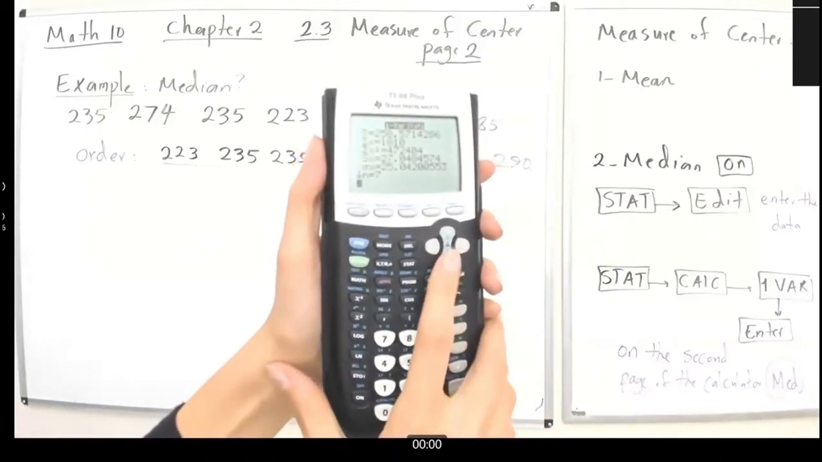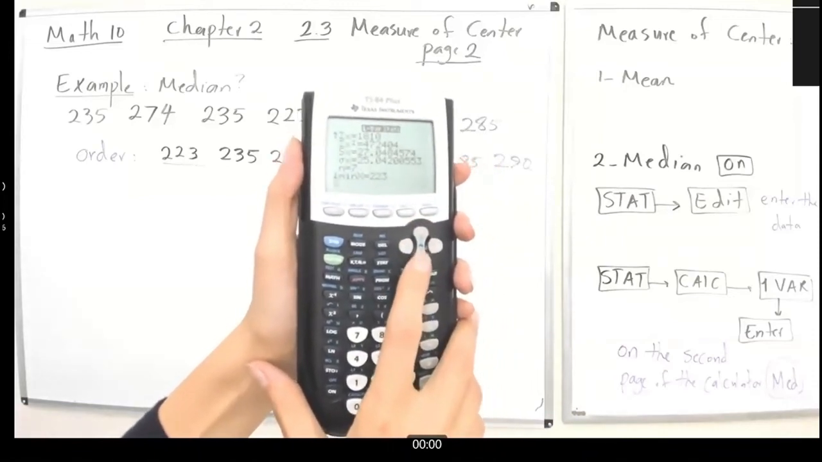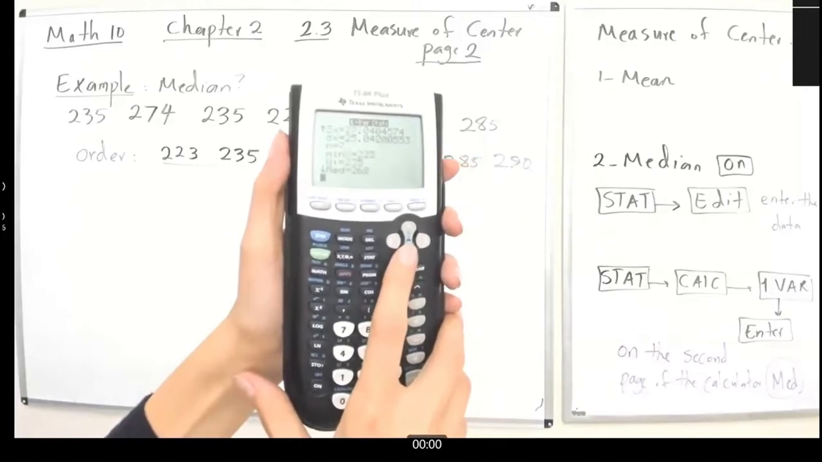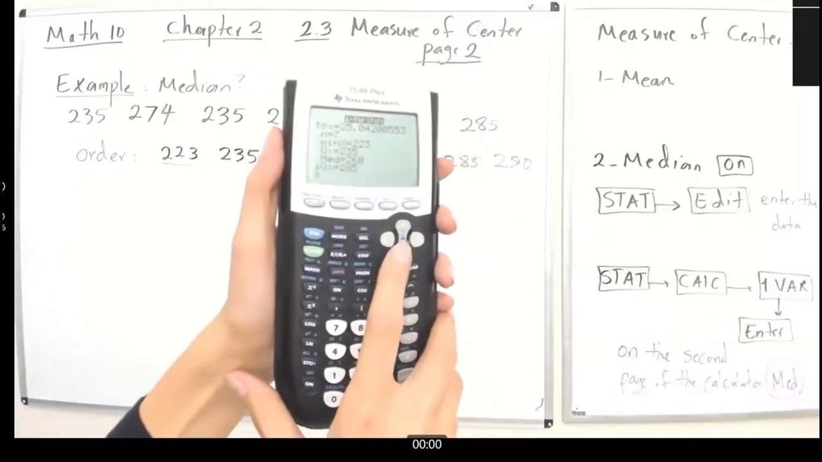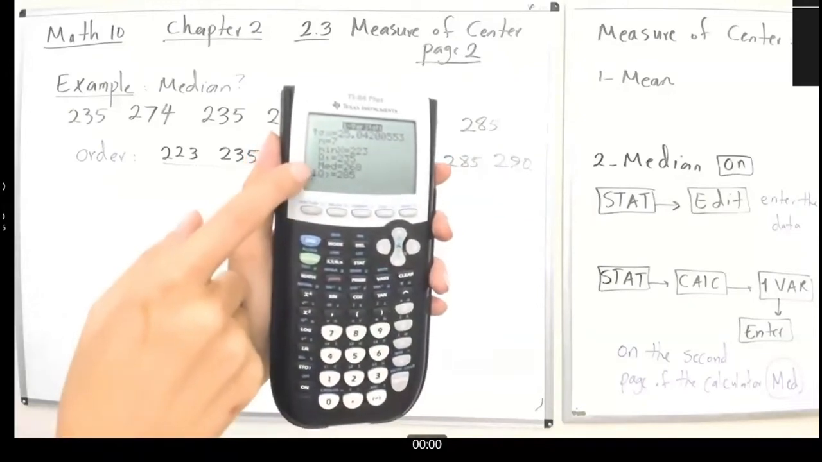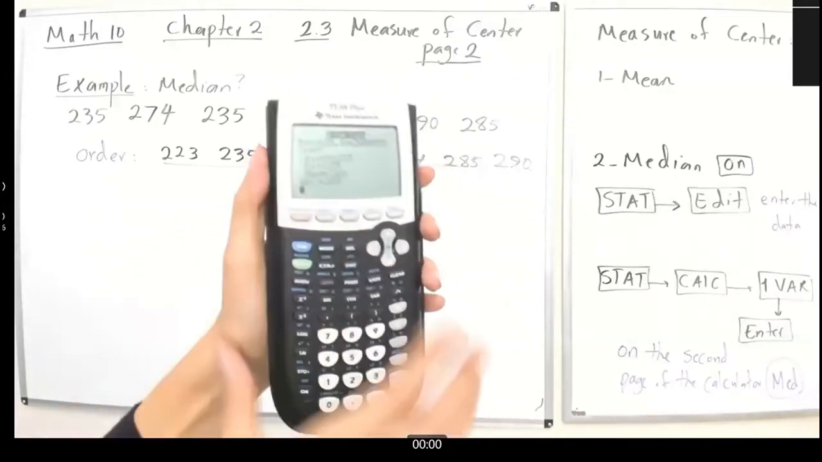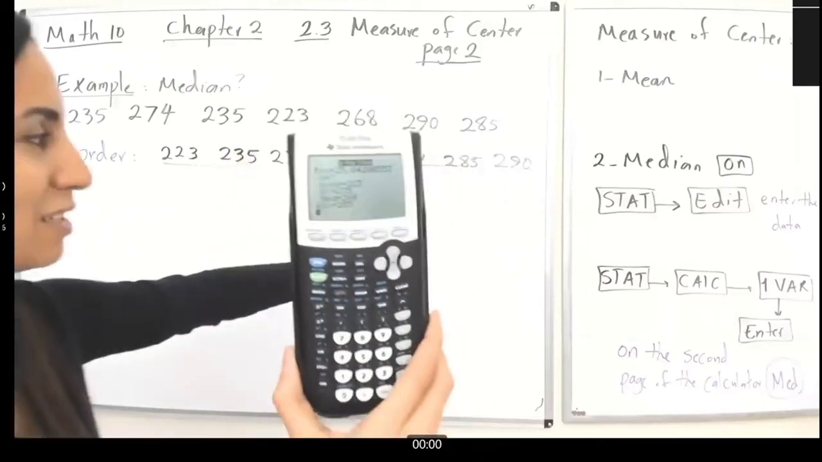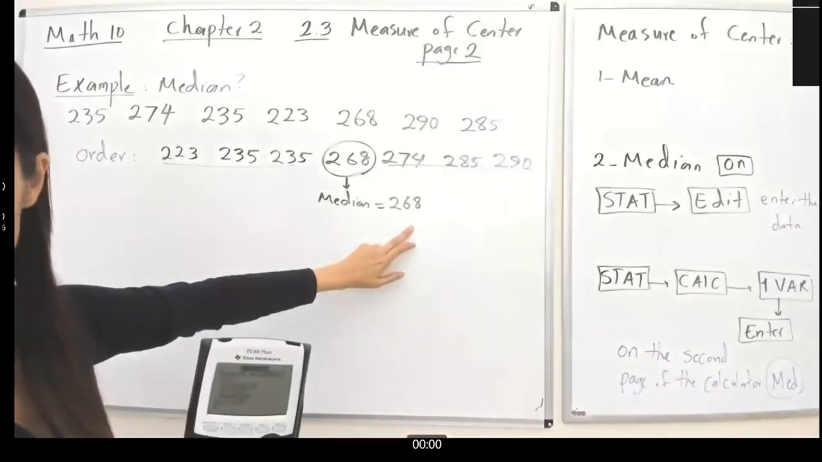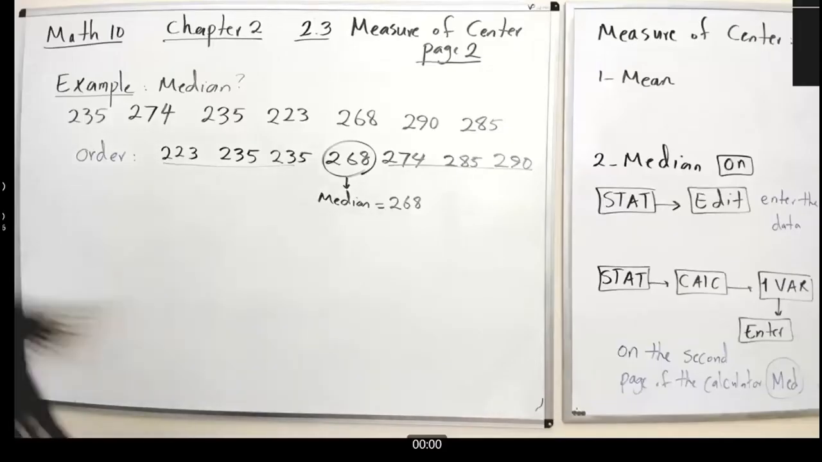I'm going to go to the second page. I'm clicking on these arrows to direct me to the second page of my calculator. And as you can see, there is the value for median, MED, which is 268. The same value that we found. Okay.